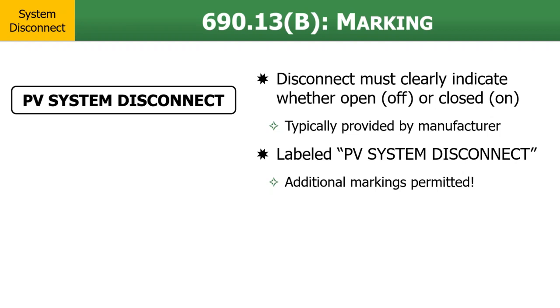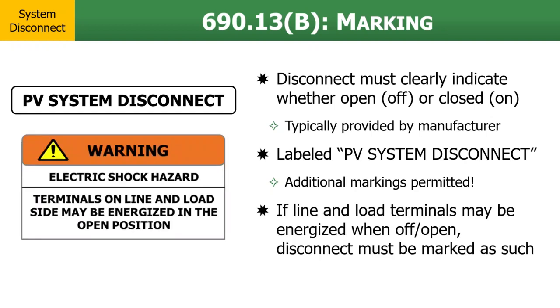The disconnect needs to be labeled PV system disconnect, and there may be some additional markings that we can put on that. If it also serves as the equipment disconnect, we may have some other information about the system on that disconnect as well, and we'll talk more about that in the labeling lesson. If the line and the load terminals are both going to be energized when the disconnect is off or open, we have to mark it with this warning label that says electric shock hazard, terminals on line and load side may be energized in the open position.